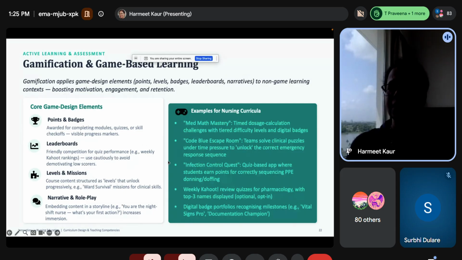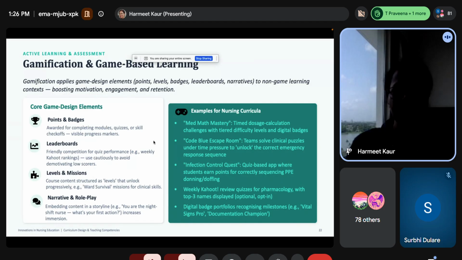Then there is another tool, Infection Control Quest, that can also be used. It is a quiz-based app where students earn points when they correctly sequence the personal protective equipment, how to don and doff it. They can learn donning and doffing through it, and they will also get a lot of infection control challenges. So like that, there are a lot of tools. The only thing is, you have to search for those tools and utilize them in your classroom.